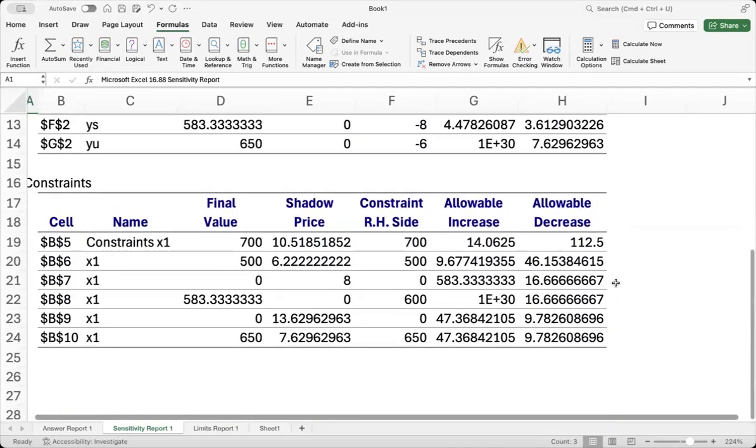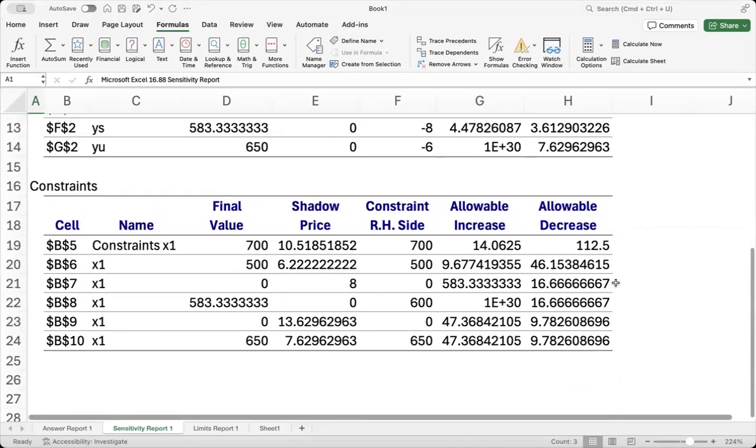Now we move to the constraint. For the constraint, this is the final value, right? The left-hand side of each constraint. And this is the right-hand side of each constraint. And you see that the first constraint is binding, right? It's active because the final value, left-hand side and right-hand side, are equal. Also, except the fourth one.